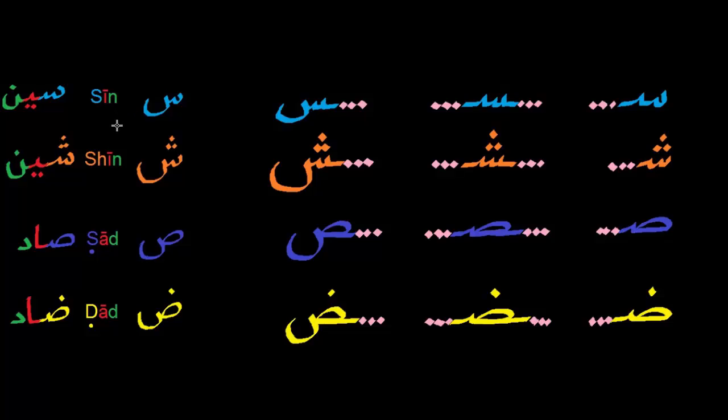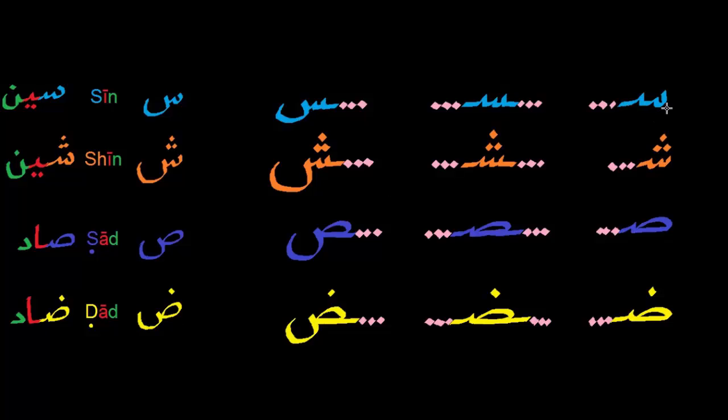And in this lesson, we're going to learn a new set of letters, that is the seen, the sheen, the sad, and the dad. The seen independently is written like this, and it makes a s sound. The sheen is written independently like this, and it makes a sh sound. And the sad is written independently like this, and it makes a soh sound. And the dad is written independently like this, and it makes a dah sound.